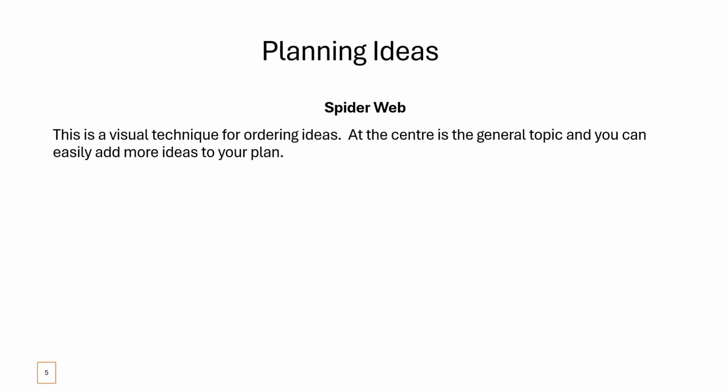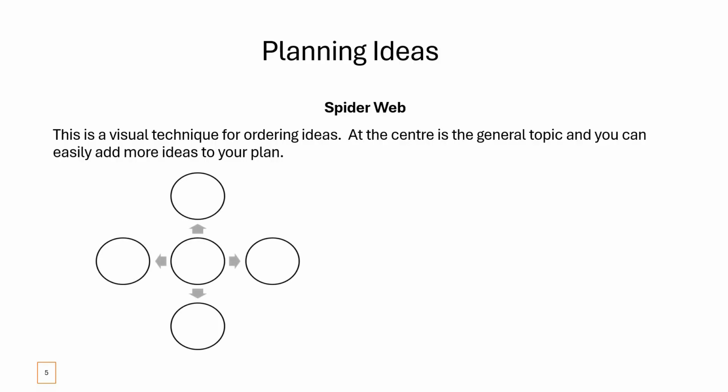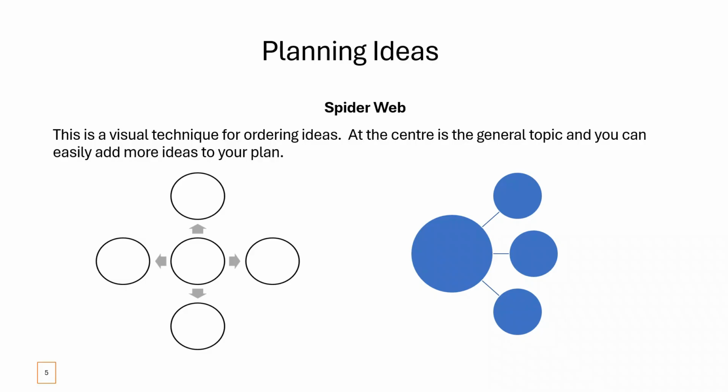We can also use something called a spider web, and this is something that's a little bit more visual. And we can see an example here that your topic is in the center, and you can add more ideas around this theme. And another way to represent this is by having a main topic and then other subtopics connected to it.